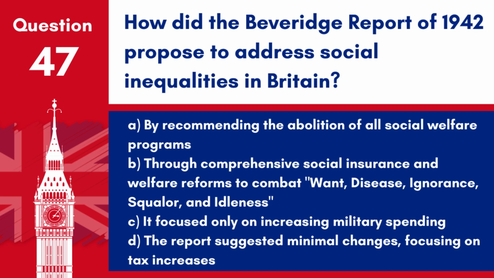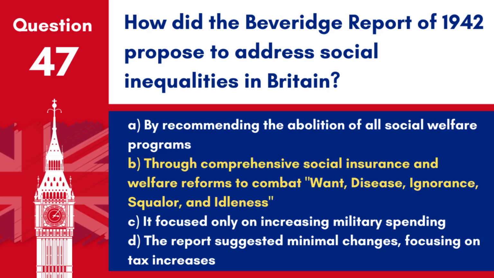Question 47. How did the Beveridge Report of 1942 propose to address social inequalities in Britain? A. By recommending the abolition of all social welfare programs. B. Through comprehensive social insurance and welfare reforms to combat want, disease, ignorance, squalor, and idleness. C. It focused only on increasing military spending. D. The report suggested minimal changes, focusing on tax increases.